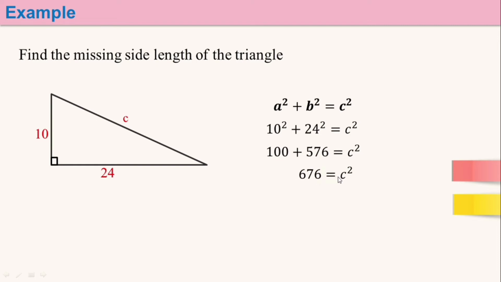Now we have c squared equals 676. I just want the side c, so your last step every time is going to be to square root both sides. So the square root of c squared is c, and then the square root of 676 is 26. So our missing hypotenuse is 26. That makes sense because this is the longest side and this is the biggest number out of all the sides. Okay, let's try another one.